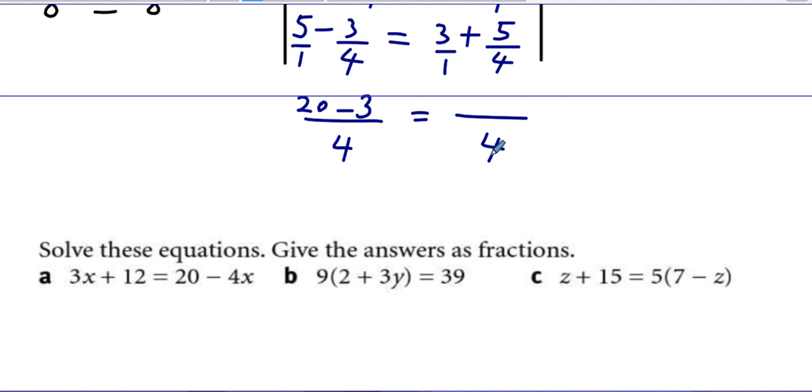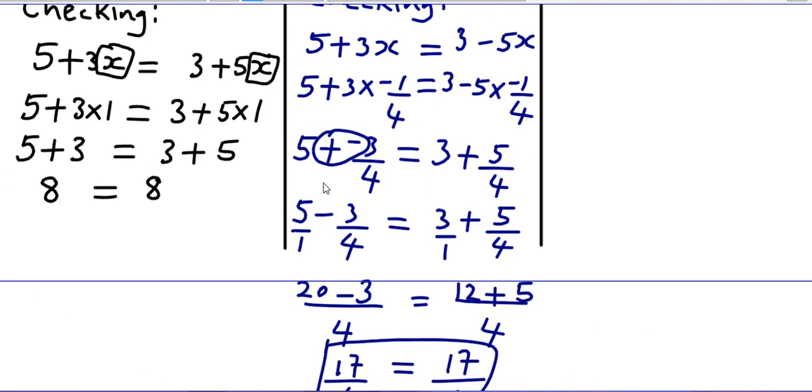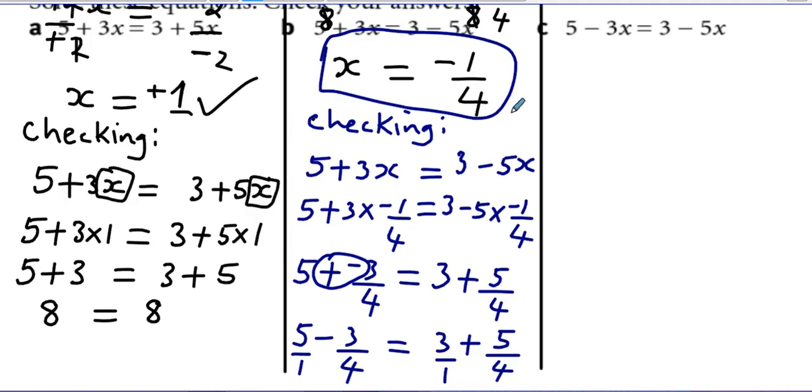On the right hand side we have 4 divided by 1 is 4, times 3 is 12, plus 4 divided by 4 is 1, times 5 is 5. So on the left hand side we have 20 minus 3, which is 17 over 4. On the right hand side we have 12 plus 5 over 4, which is 17 over 4. You can see that these answers are the same, and that indicates that our answer is correct.